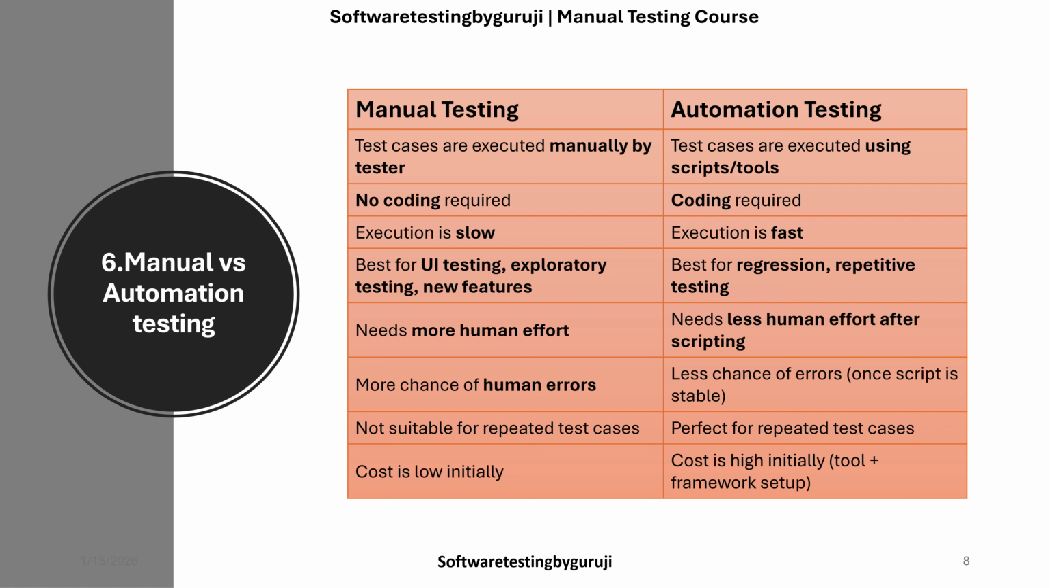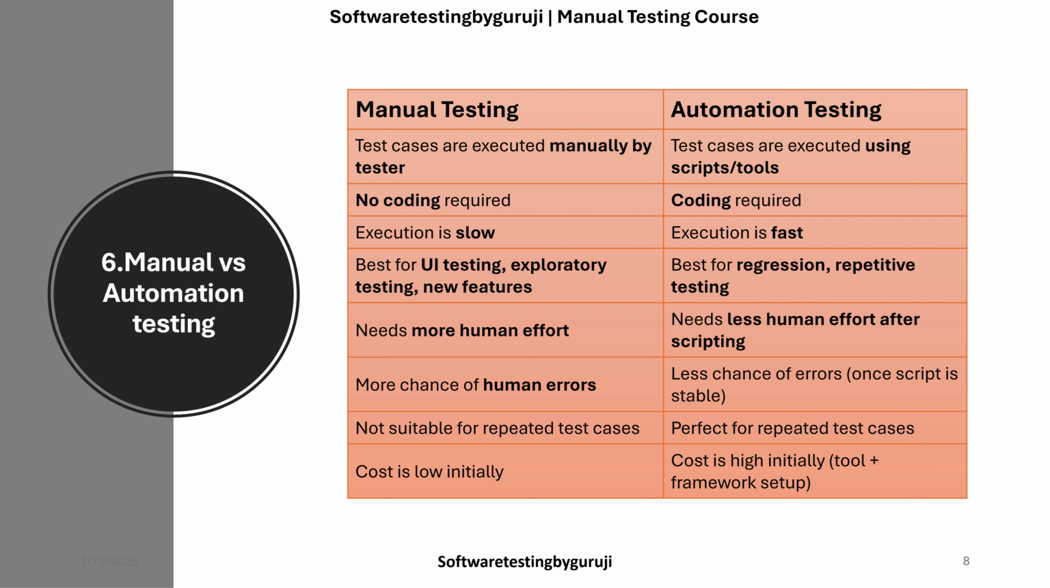So in manual testing, test cases are executed manually by a tester. In automation, test cases are executed using a script or tool. In manual testing, coding is not required. In automation testing, coding knowledge is required. Manual testing execution is very slow because manually we have to do all these things. In automation testing, we just have to execute our automation script. That's why execution is fast.